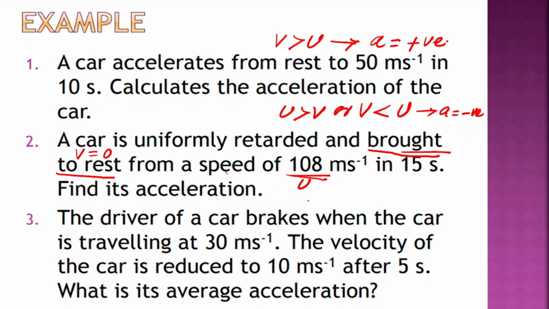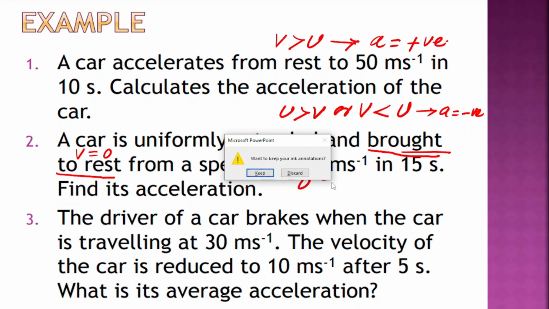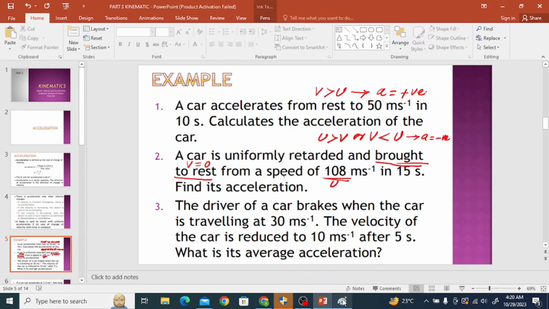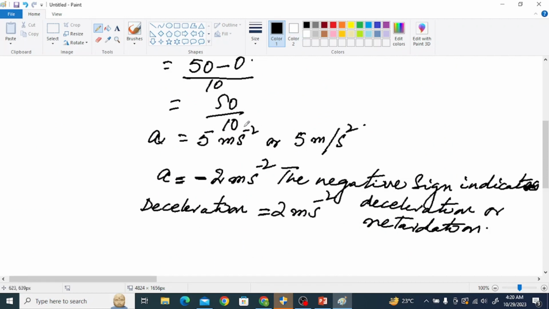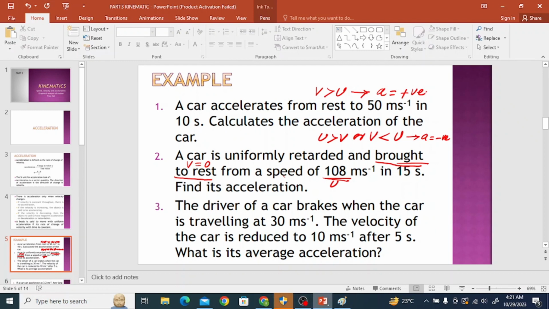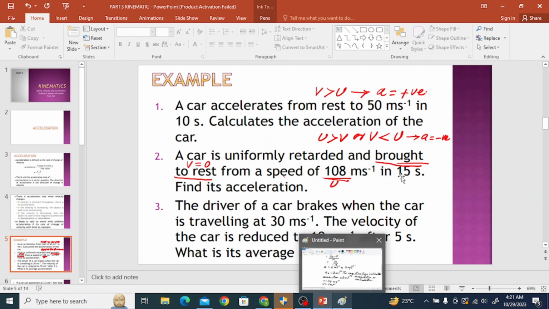So the initial velocity of the car is 108 and the time taken is 15. The final velocity is 0 because the car is brought to rest, so v is 0, and the initial velocity u is 108, divided by the time interval, that is 15 seconds. If you are solving it in this way, u is 108 meter per second, the final velocity is 0, and the time interval for this journey is 15 seconds.